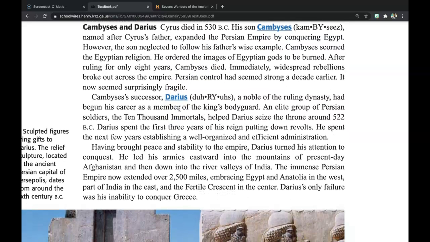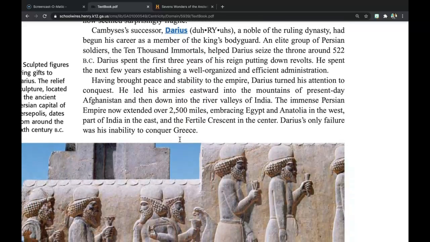Cambyses and Darius. Cyrus died in 530 BC, and his son Cambyses, named after Cyrus's father, expanded the Persian Empire by conquering Egypt. However, the son neglected to follow his father's wise example. Cambyses scorned the Egyptian religion. He ordered the images of Egyptian gods to be burned, and after ruling for only 8 years, Cambyses died. Immediately, widespread rebellions broke out across the empire. Persian control had seemed strong a decade earlier, but it now seemed surprisingly fragile.